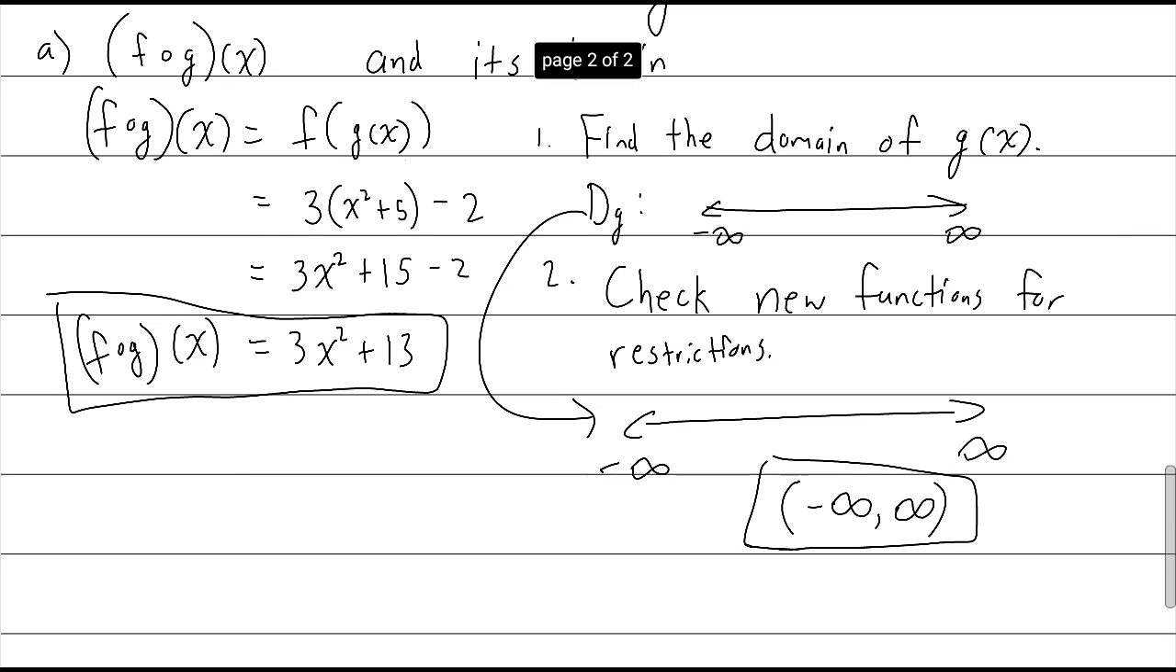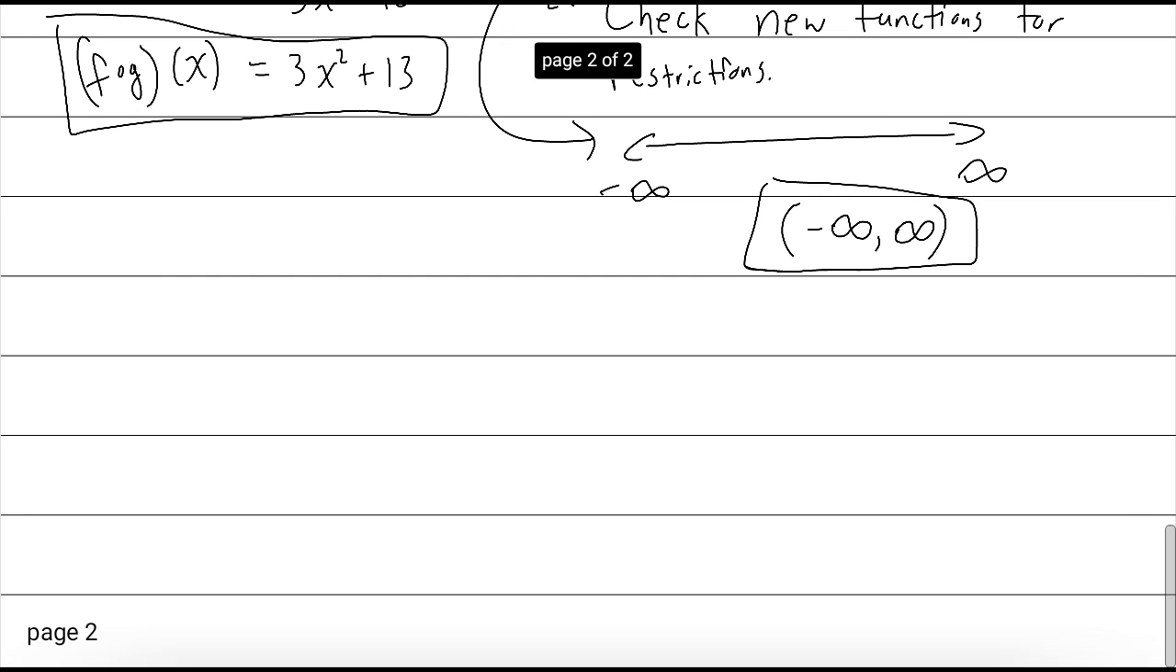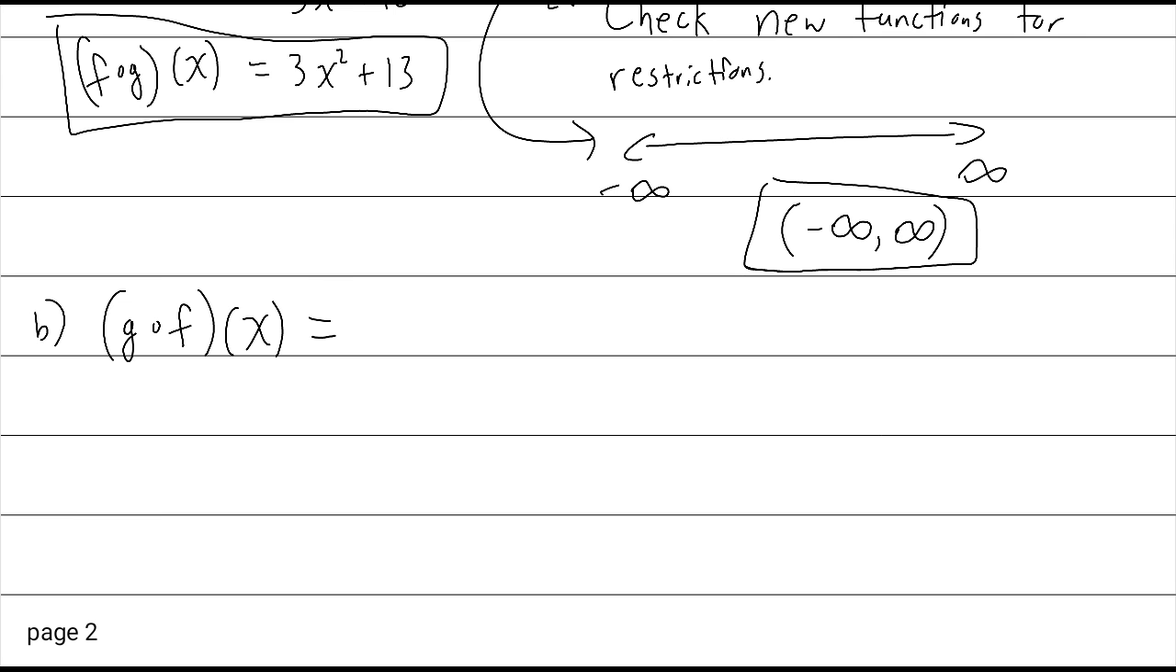That was part A. Let's do part B, which is just going to reverse that. I have room. Part B. Let's find g of f of x. Okay, so let's find the formula, and then we'll talk about the domain in a second. So g of f. So g with f of x plugged in. So this time that's x squared plus 5 with 3x minus 2 plugged in.